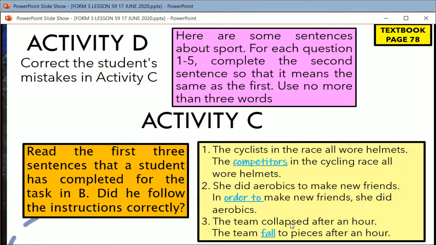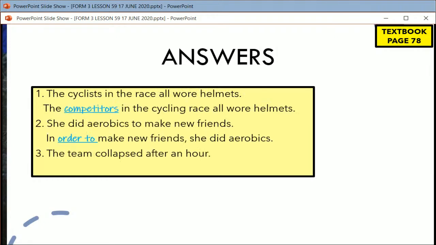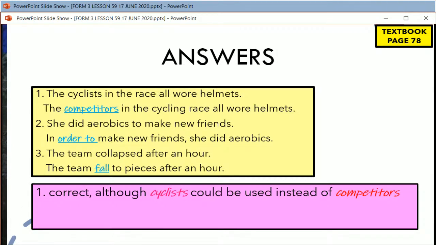Fell to pieces is not a modal verb. You have to use fall to pieces or fell to pieces. Okay? Right. Good. So let's look at the answer. For number 1, correct. Although cyclists could be used instead of competitors, we still accept. Like the cyclists in the cycling race all wore helmets. You say competitors, accept. Number 2 is correct. And number 3, fall is the wrong tense. It should be fell.